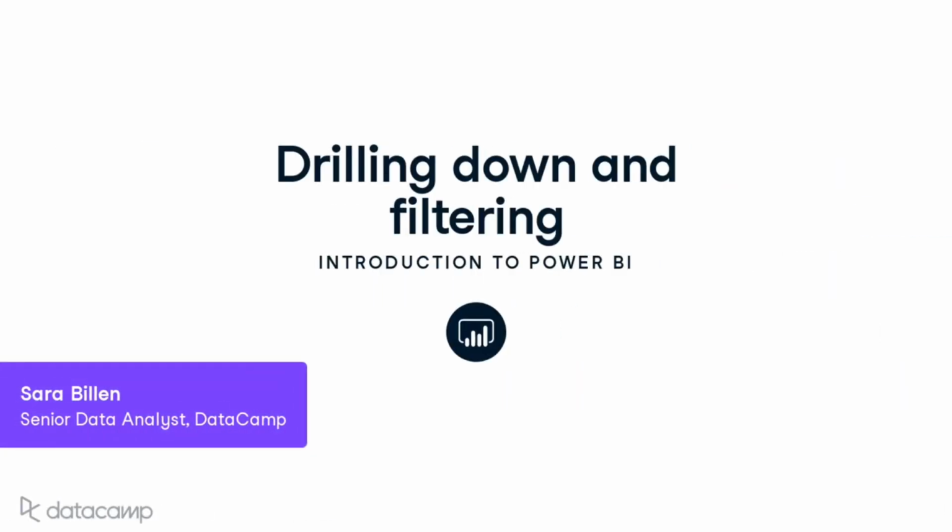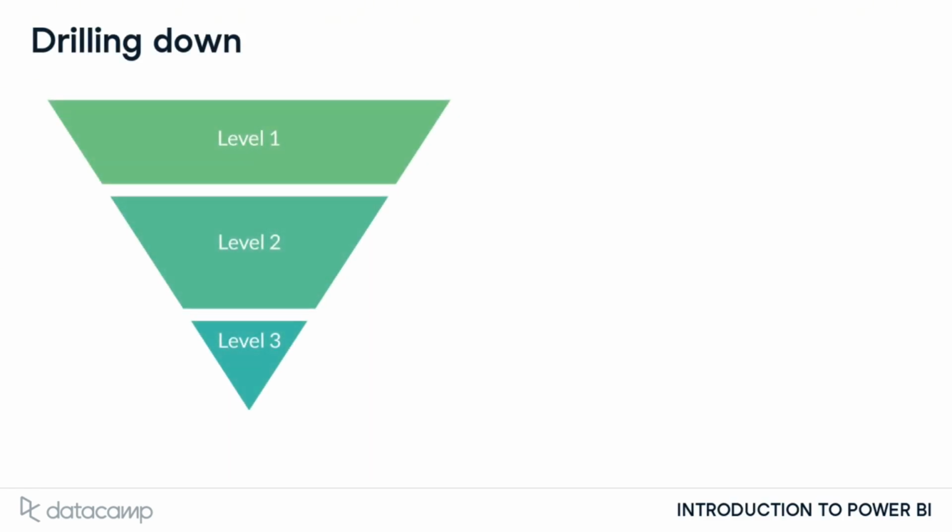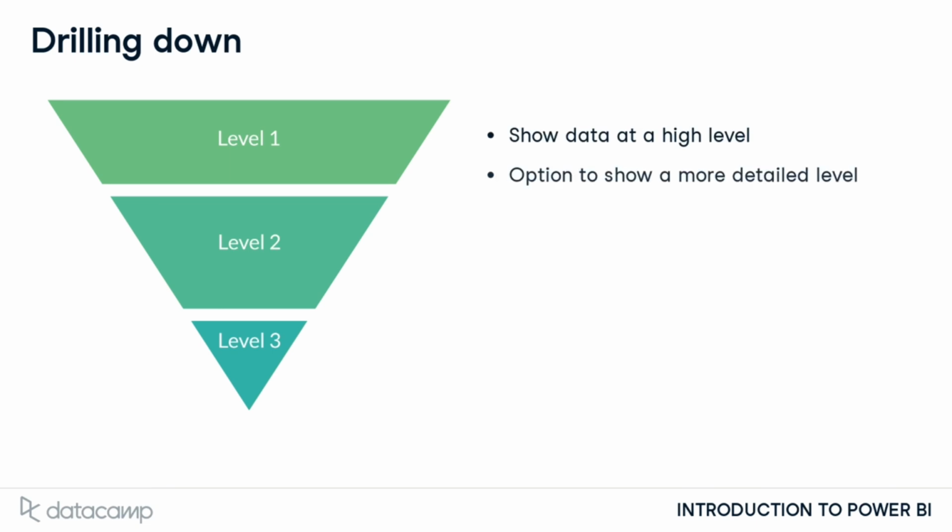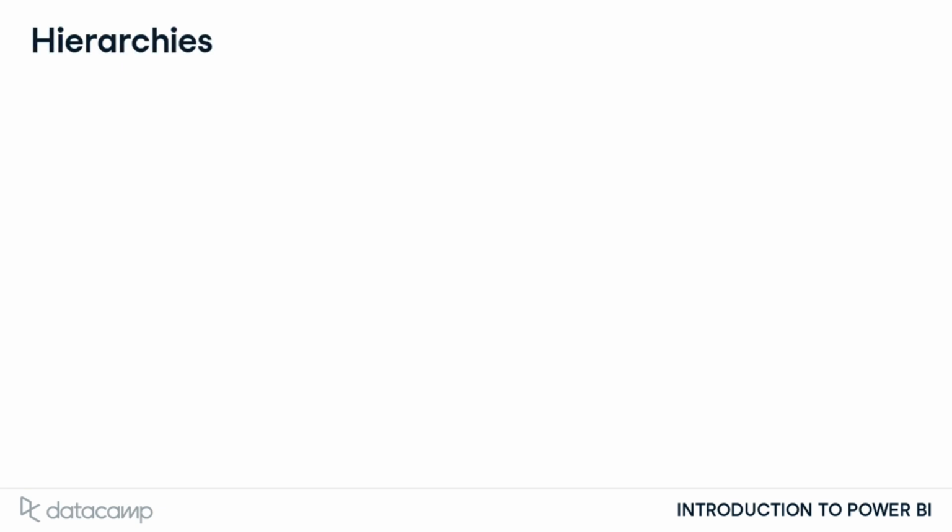Welcome back. You don't always want to show all the data in your Power BI report. Sometimes it can be useful to reveal additional detail by drilling down or show only a subset of the data by filtering. Let's start with drilling down. Drilling down allows a single visual to show data at a high level and then gives the user the option to look at the data at a more detailed level. This action is made possible by creating hierarchies.